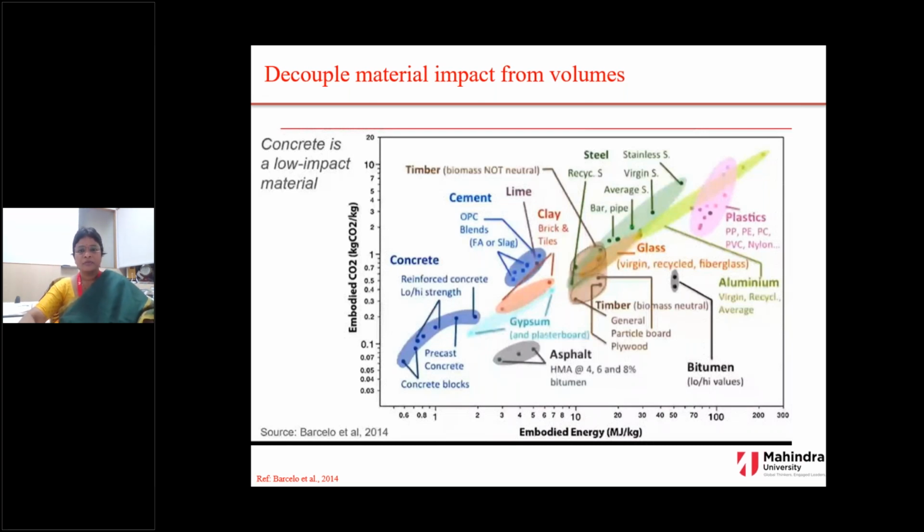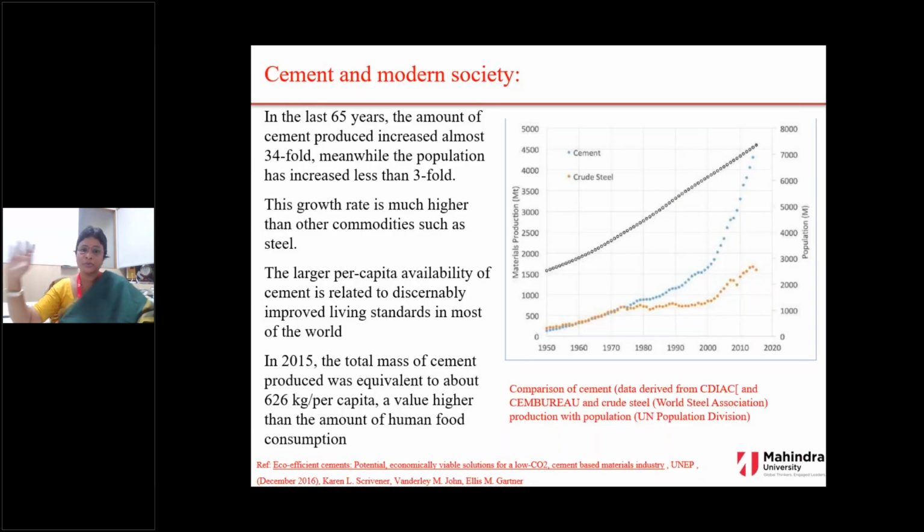For that to happen, if you want to look into how much concrete is being produced, this graph shows the volume of cement, the blue one, which is being manufactured, and the red one, the crude steel, with respect to the population. If you look at the population growth in the last 65 years, it's only threefold. The population has grown only threefold. But concrete manufacture has grown more than 34-fold. And the growth rate is much higher than the other commodities such as steel.